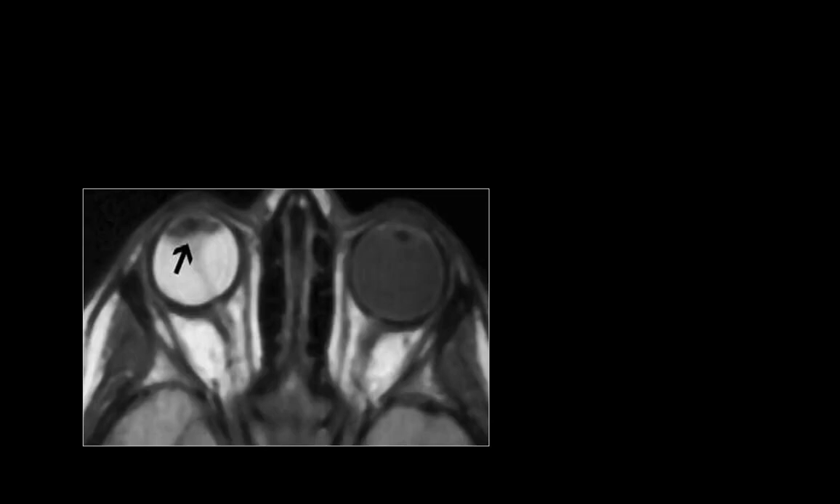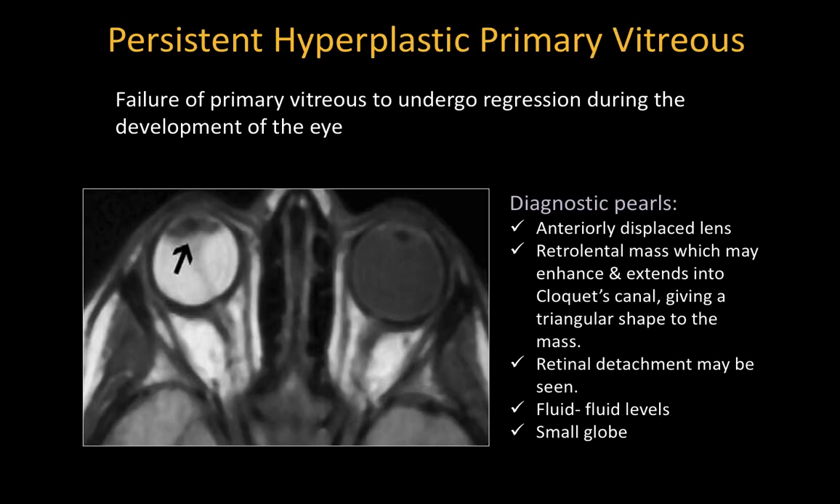Okay, coming to next differential for leukochoria. So this is classic persistent hyperplastic primary vitreous. That is, there is failure of the primary vitreous to undergo regression during the development of the eye. So what are the radiological findings here?